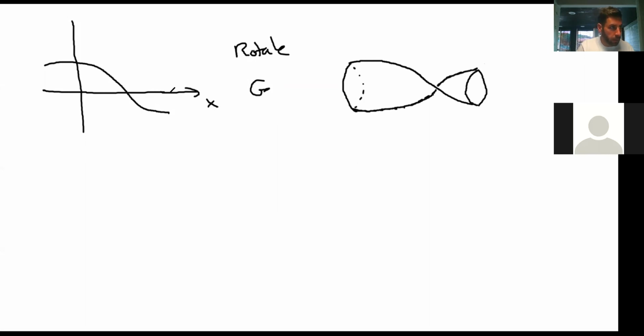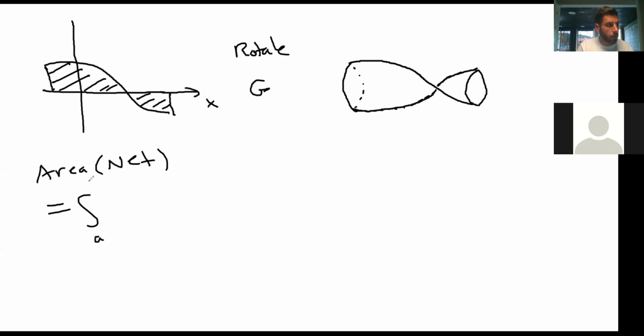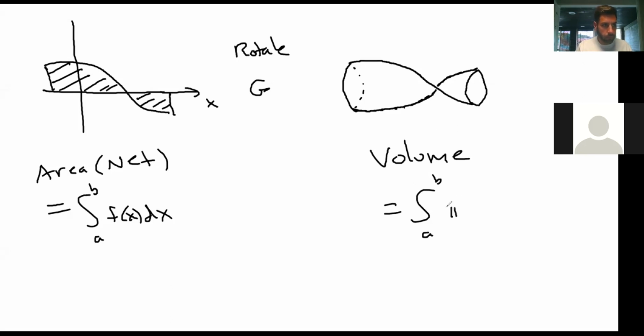So here, let's be very, very clear. Area, and in this case, it's net because there's a piece under the x-axis, is this. Here, the volume is a different integral. So this would be a great example to gauge, or be your barometer for, how well you understand what's happening here. And it's not easy.